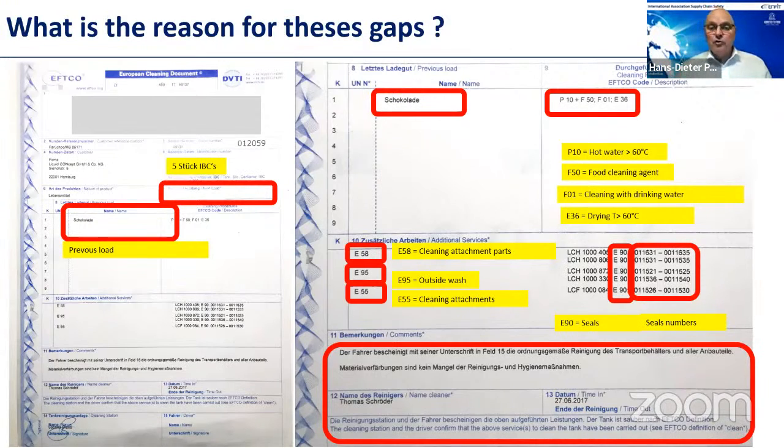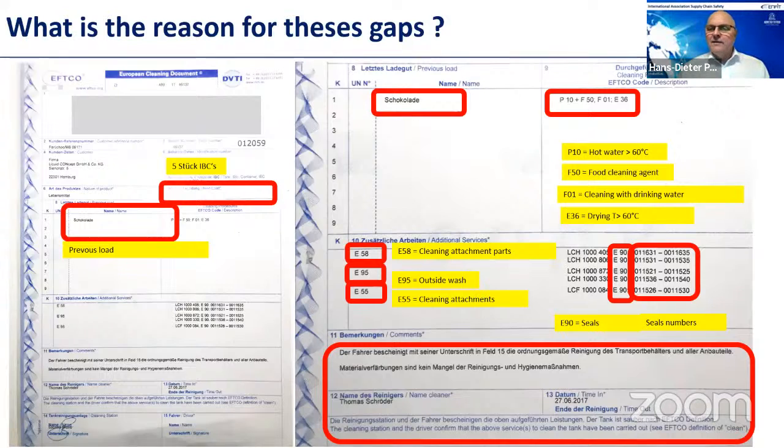There are two small written sentences. The first sentence says that the driver, the poor man or woman, what has he or she to do with the details of the cleaning, underwrites what the cleaning station has done. And done means P10, F50, F01, E36. At the end of the day, the driver can't say anything. Of course, he has to move away during the cleaning; it's not allowed for him or her to stay there.